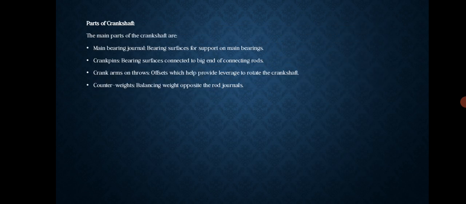Parts of the crankshaft. The main parts of the crankshaft are main bearing journals, that is, bearing surfaces for support on the main bearings. Next is the crank pin, the bearing surface connected to the big end of the connecting rod. Crank arm or crank throw, which helps provide leverage to rotate the crankshaft. Counterweight, a balancing weight opposite the rod journals.